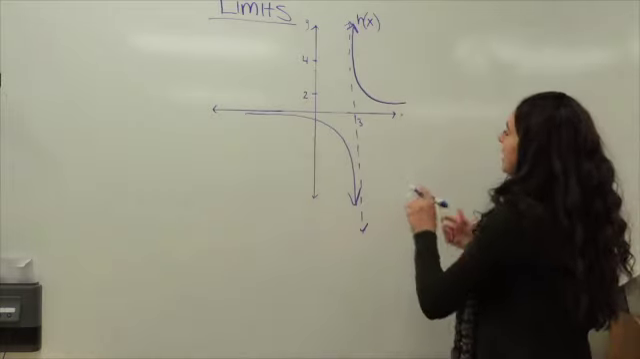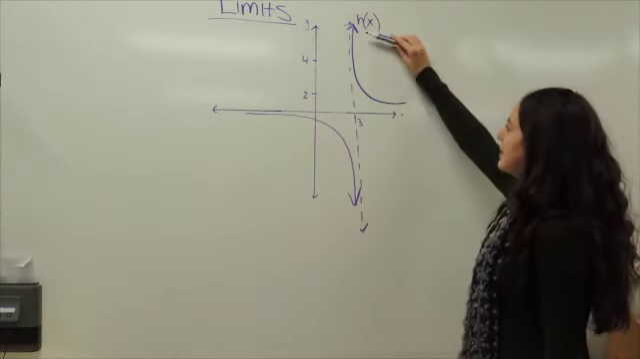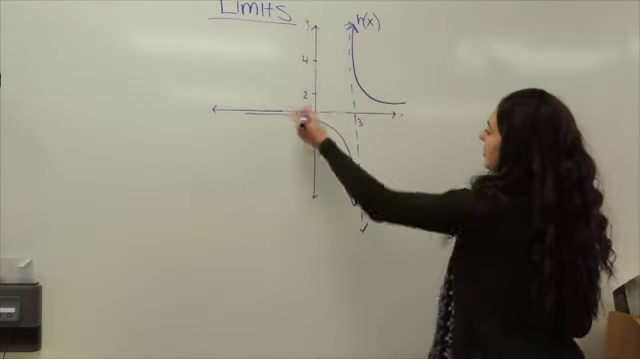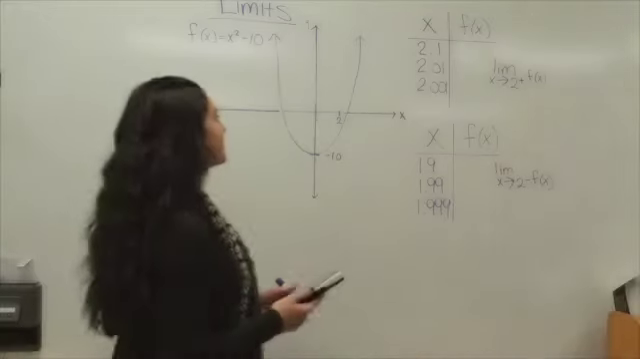And sometimes we say that the limit as x approaches 3 from the right is approaching positive infinity, and as it approaches from the left, it is approaching negative infinity. But really what that means is that the limit doesn't exist.